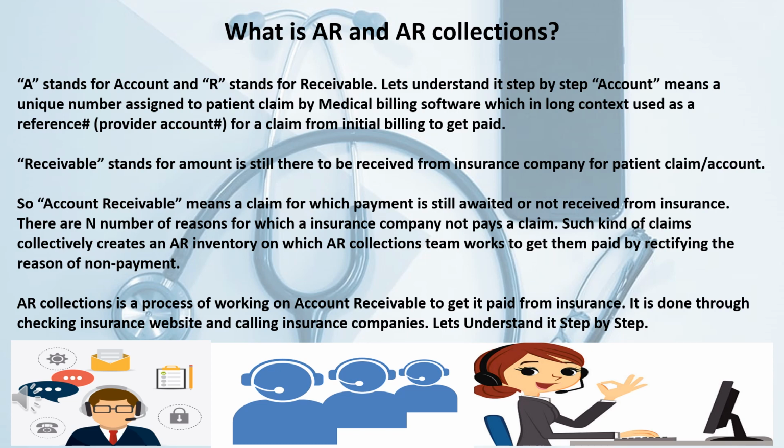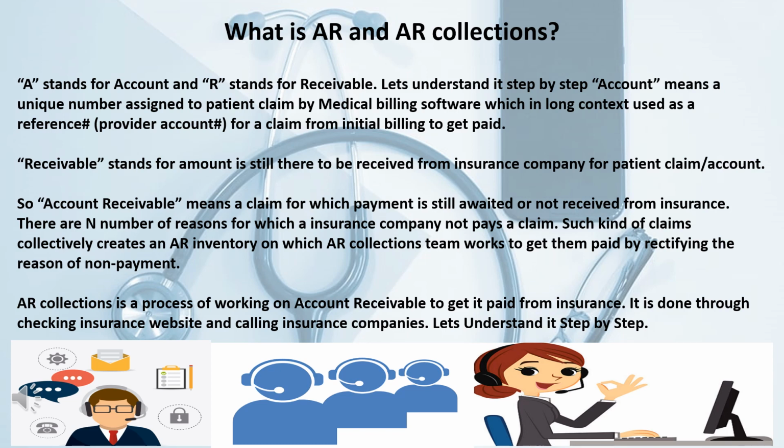First, A stands for account and R stands for receivable. Let's understand it step by step. Account means a unique number assigned to a patient claim by medical billing software, which in the long run is used as a reference number, a provider account number, for a claim from initial billing until it gets paid. Receivable stands for the amount that is still to be received from the insurance company for the patient claim or account. So accounts receivable means a claim for which payment is still awaited or not received from insurance.